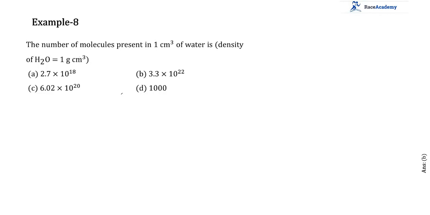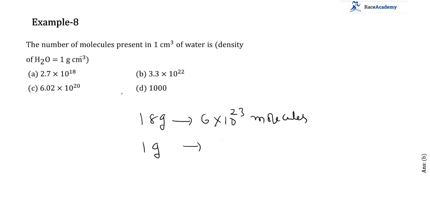Number of molecules present in 1 centimeter cube of water is. The given density of water is 1 gram per centimeter cube. It indicates that 18 grams, 18 ml, in the water case. So 18 grams of water contains Avogadro number of molecules. But the given one is 1 centimeter cube, meaning 1 gram. How many molecules does 1 gram of water contain?